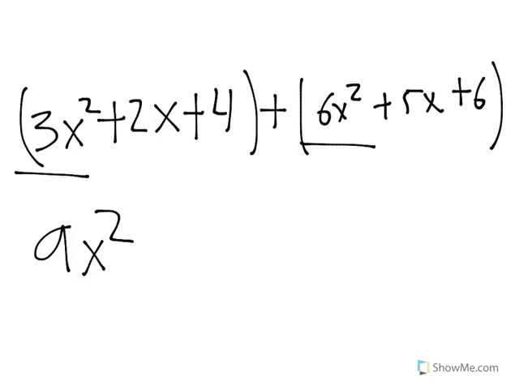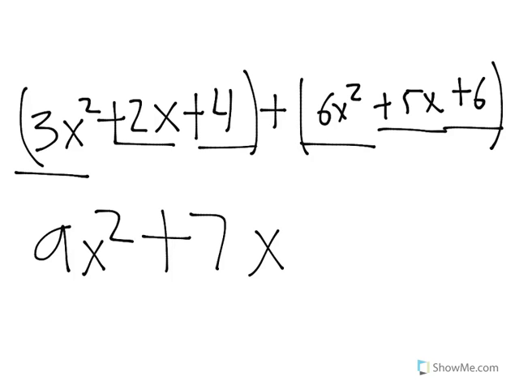Now we're going to look at just the x. So you have 2x and 5x. So that's 7x. We're going to add the 6 and the 4. If you add those together, that's 10. So we have 9x squared plus 7x plus 10.